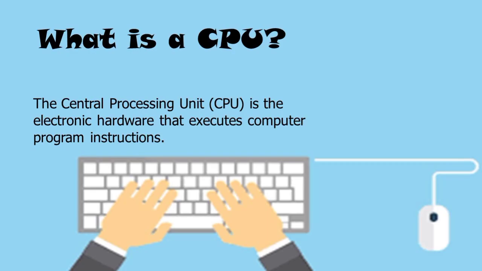First, what is a CPU? The Central Processing Unit, or the CPU, is an electronic hardware that executes computer program instructions. It is mainly the brain of a computer, and it does exactly what we tell it to do. It is constantly following instructions of computer programs that tell it which data to process and how to process it. Without a CPU, we could not run programs on a computer.